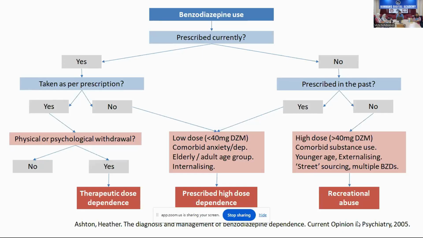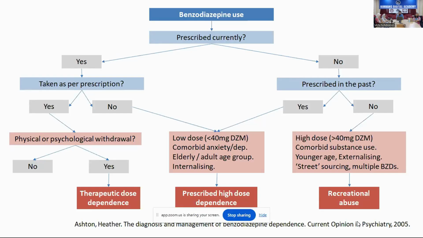Because I have prescribed clonazepam 1 mg for a person for primary insomnia. But now the patient says that I have been taking 1 mg of clonazepam for at least the last 8 weeks. I have been able to sleep well. I want to get off clonazepam. I am trying to reduce the clonazepam dose from 1 mg to 0.5, but I'm still not able to sleep. So that is not a prescribed high dose dependence or a recreational abuse by the patient. That is a therapeutic dose dependence. So that is one type of patient that we see.